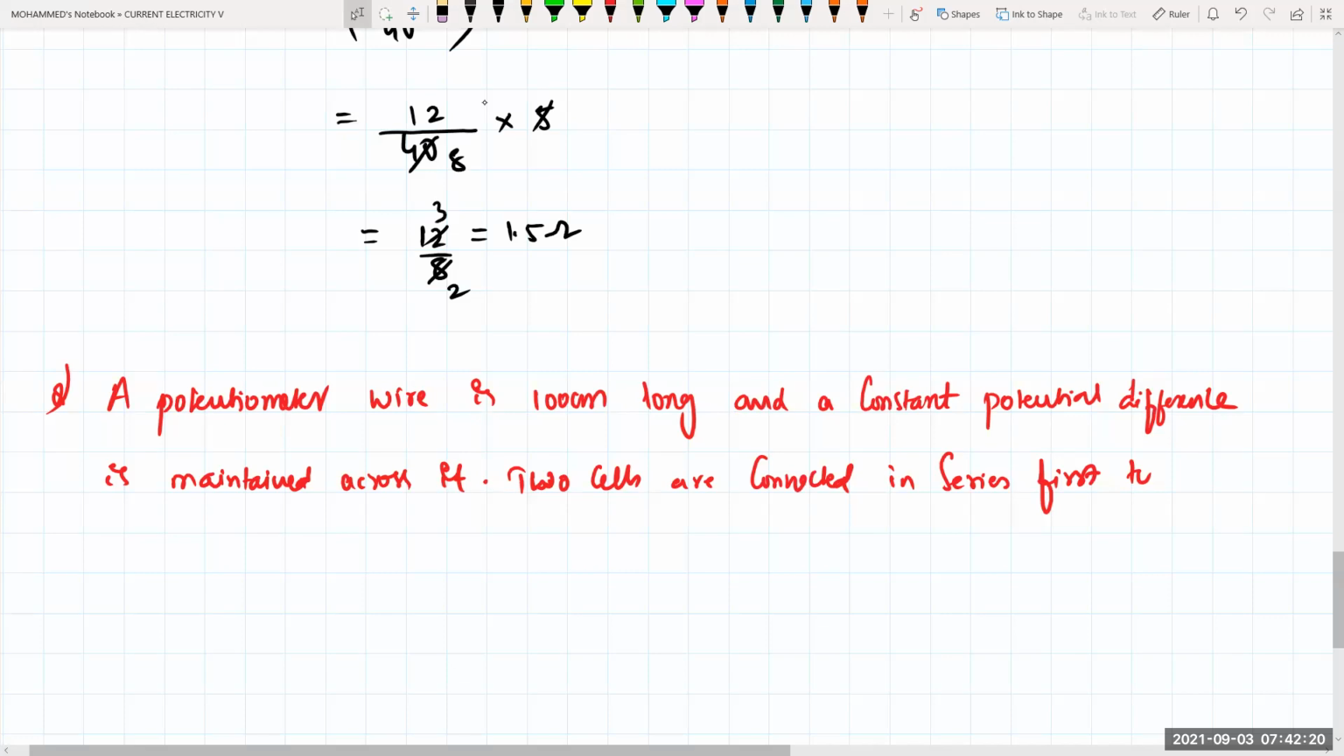The potentiometer wire is 100 centimeters long and a constant potential difference is maintained across it. Two cells are connected in series, first to support one another and then in opposite direction. Very good question.